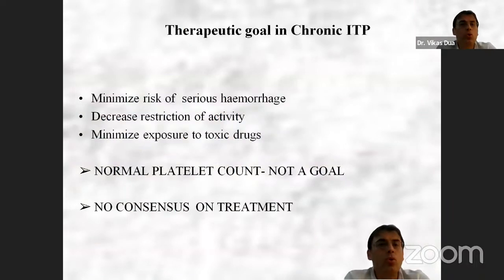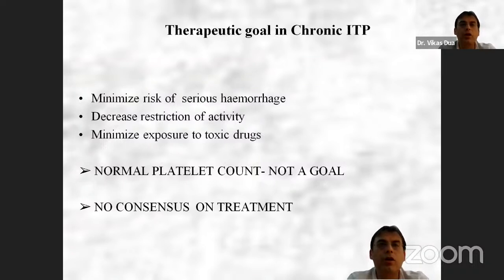What are the therapeutic goals in chronic ITP? The goal is not to have a normal platelet count. Please remember, friends, in a case of chronic ITP, you are not looking at making a platelet count of more than 150,000. The goal is to minimize the risk of serious hemorrhage. That means a platelet count of more than 20-30,000 is good enough.